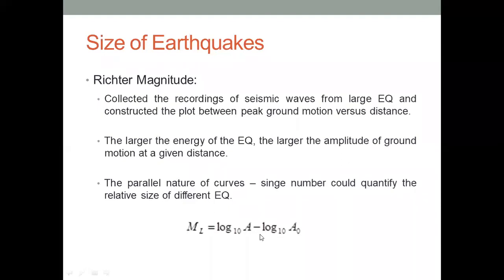As already mentioned, during an earthquake we can obtain three plots: acceleration versus time, velocity versus time, and displacement versus time. The maximum value of that plot is called the peak ground amplitude. Whether it is in terms of displacement, acceleration, or velocity, that amplitude should be substituted here as A. A naught we will see.